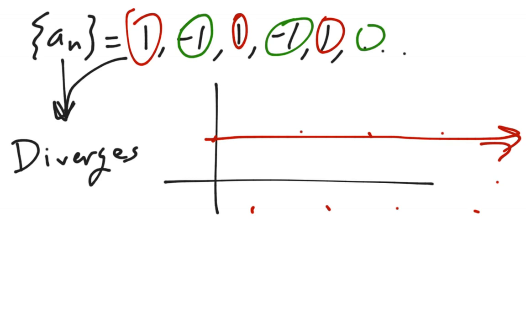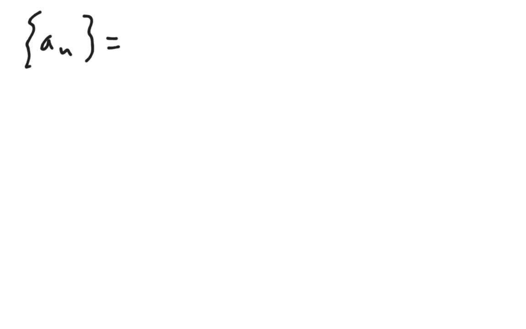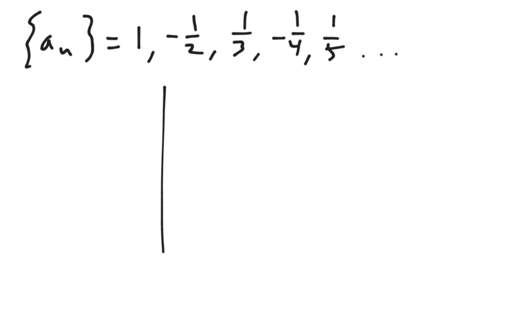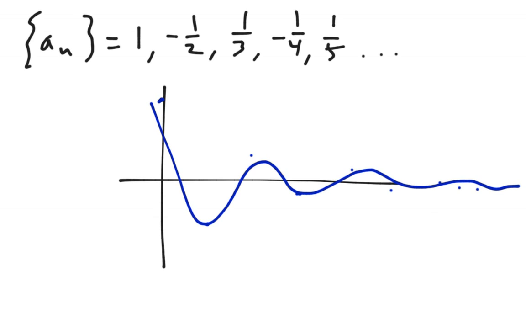So do all alternating sequences diverge? No, because you could have something like this. You could have 1, negative 1 half, positive 1 third, negative 1 fourth, positive 1 fifth, etc. And so this sequence would look like this if you were to graph it. You'd start at 1, negative 1 half, positive 1 third, negative 1 fourth, 1 fifth, etc. And this sequence would alternate, but it would slowly approach 0 as n grew to infinity. And so this sequence would converge, and in fact it converges to 0.